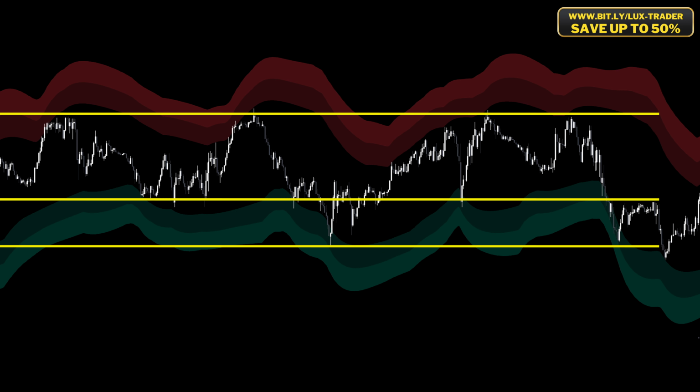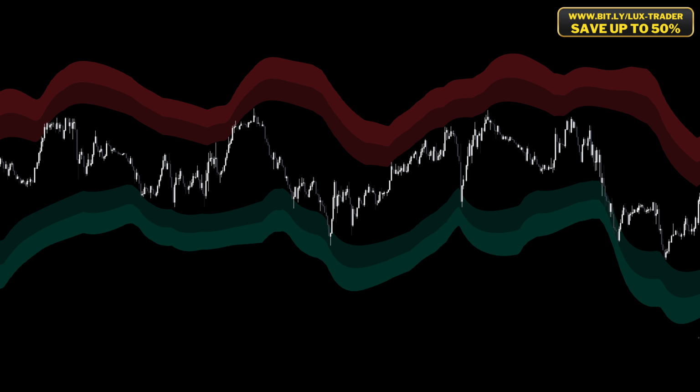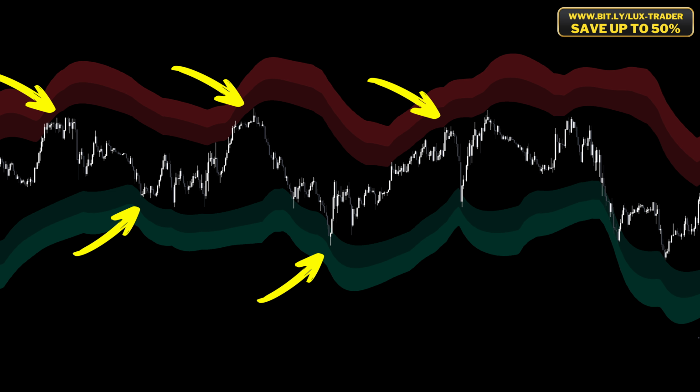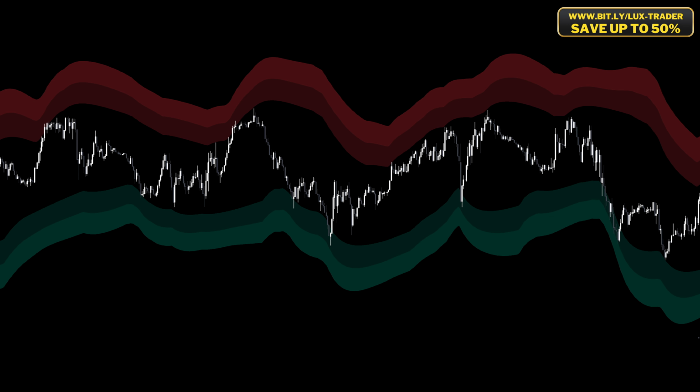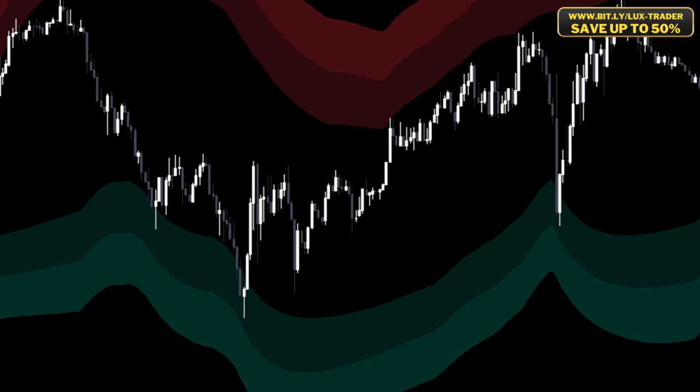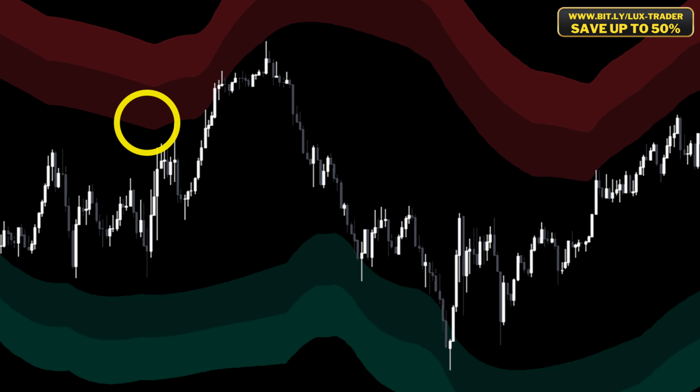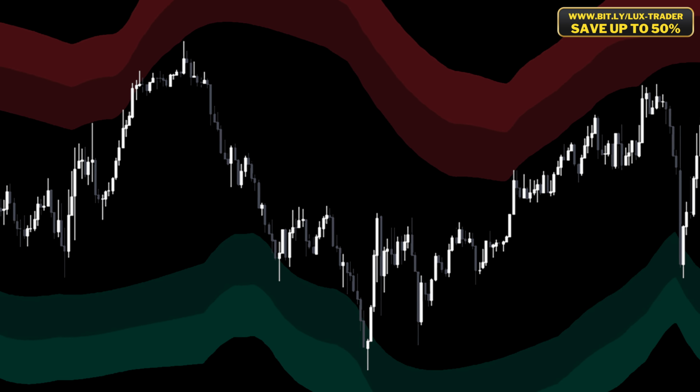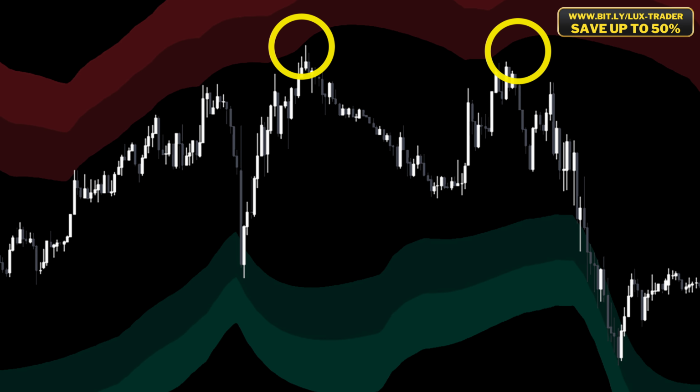As we see here in a ranging market, the price consistently bounces between the upper red band and the lower green band. This behavior creates ideal opportunities to trade from one band to the other, maximizing profits by capturing these oscillations. The green zone at the bottom acts as a strong support level where traders might look to enter long positions, while the red zone at the top serves as a significant resistance level, signaling potential profit-taking areas.